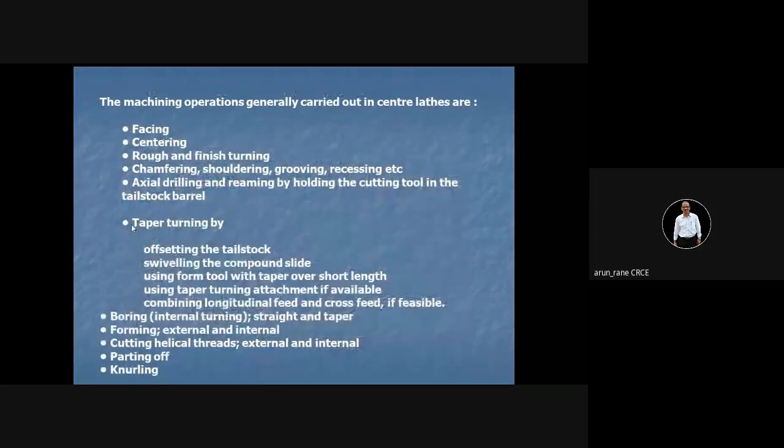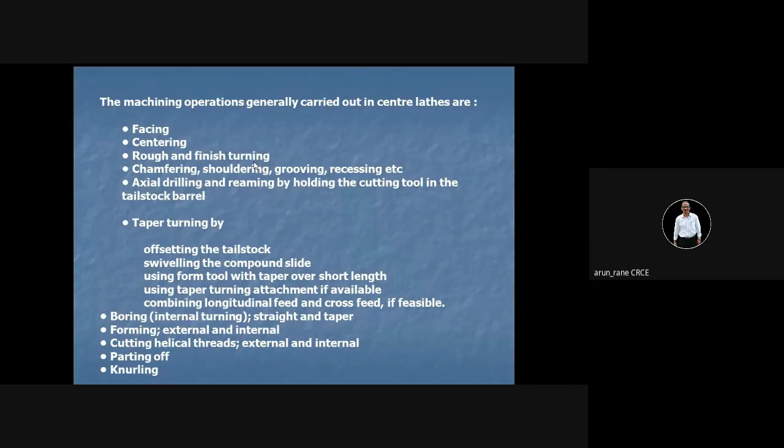These are the different machining operations with which you are now familiar. Now in this, facing, you know what centering means, center drilling, rough and finish turning. Normally if you want good precision or good accuracy, then we do it in 2 or 3 cuts. The first cut is called the rough cut, the second is called the semi finish, and the third is called the finish. We generally do finish turning by a separate tool, that is a finishing tool, and rough and semi finishing by a roughing tool.